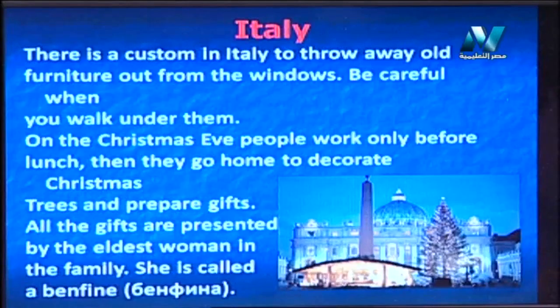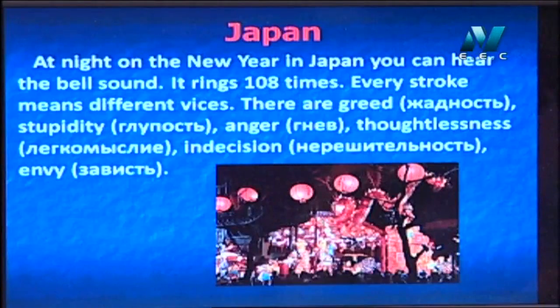Exactly. Yeah. On Christmas Eve, people work only before lunch. Then they go home to decorate the Christmas trees and prepare the gifts. All the gifts are presented by the eldest woman in the family. So the grandmoms are the people who present the gifts. She is called the Befana. In Japan, at night on the New Year, you can hear the bell sound. It rings 108 times. It has to ring 108 times. And every stroke means different vices.